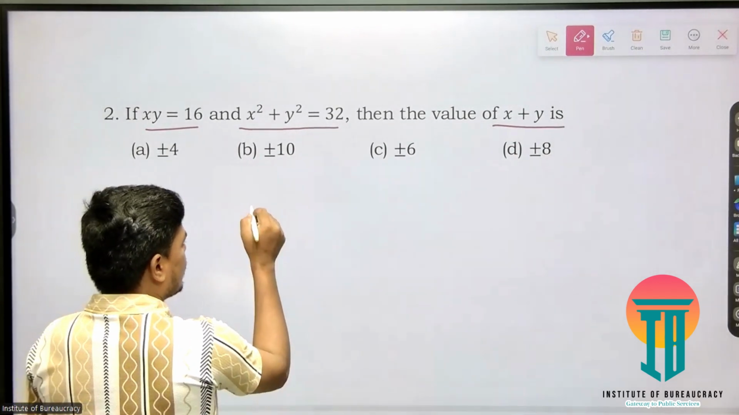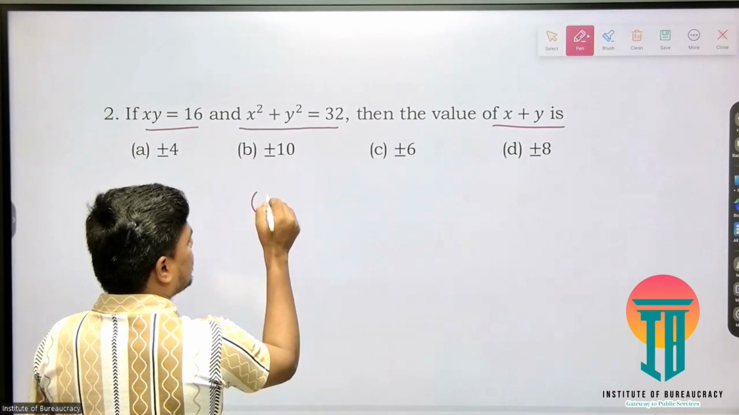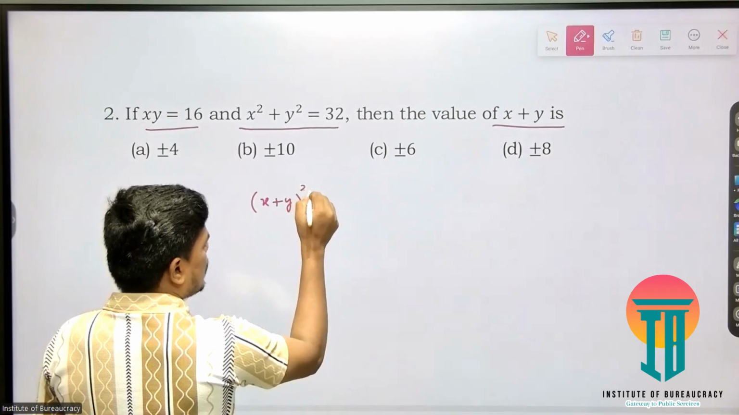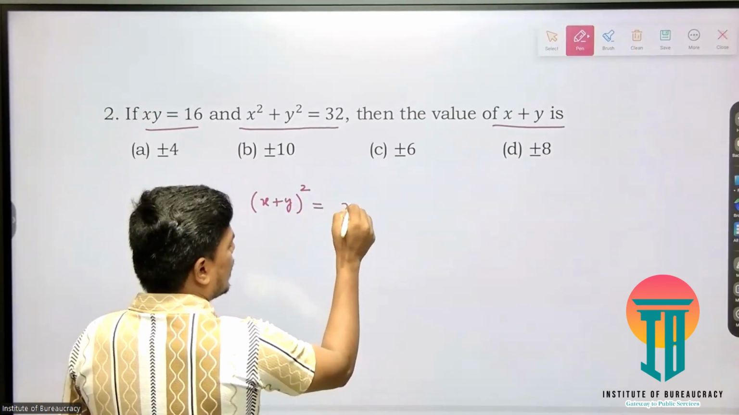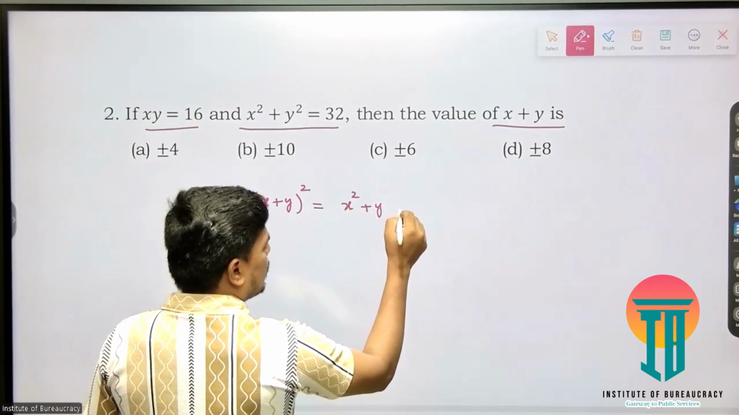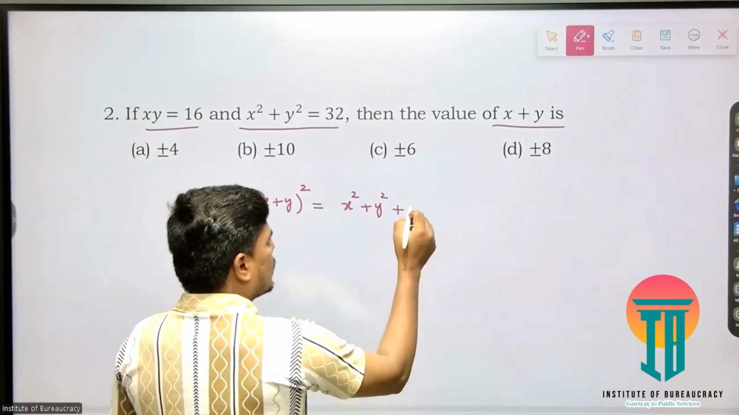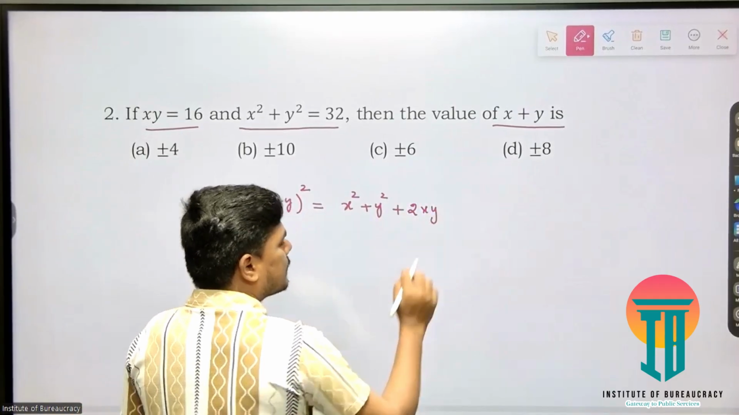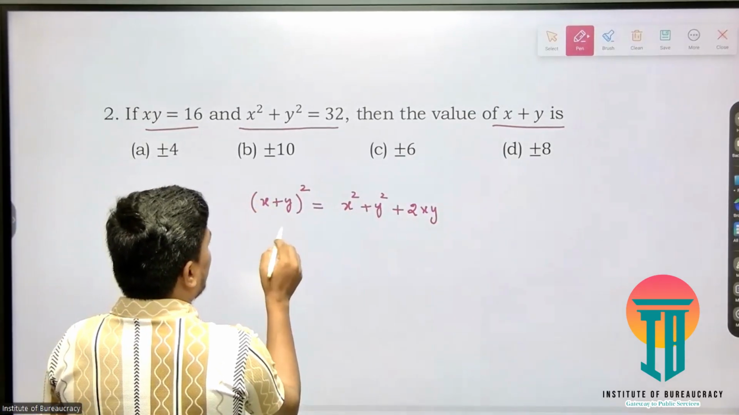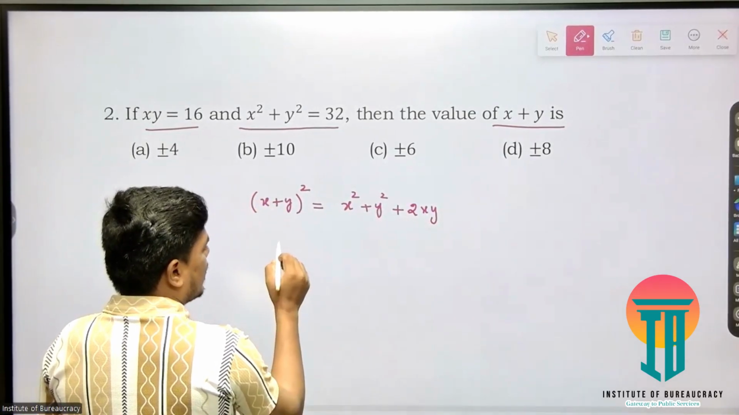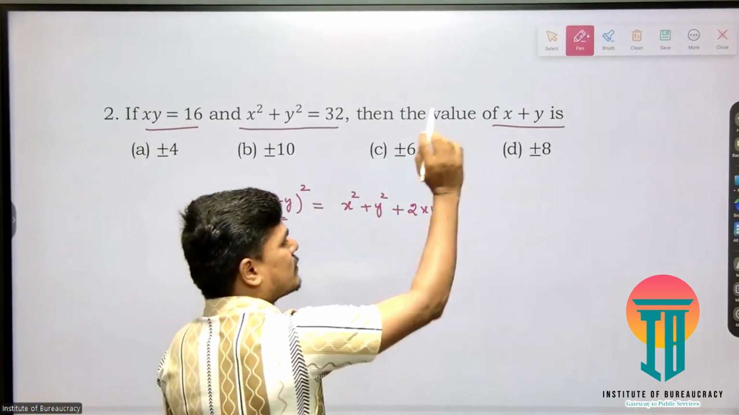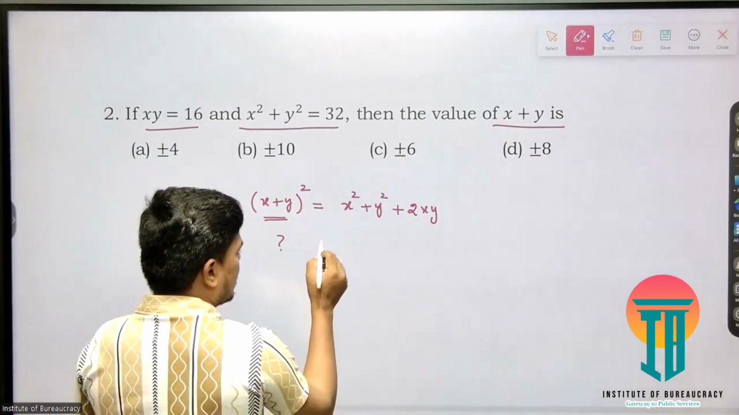Again, you write the formula in terms of x plus y. You can write x plus y the whole square is equal to x square plus y square plus 2xy. This is the formula. Now, what have they given? They didn't give x plus y, they are asking for it. Only x plus y they are asking, not x plus y the whole square. So we don't know it, we'll keep it as it is.